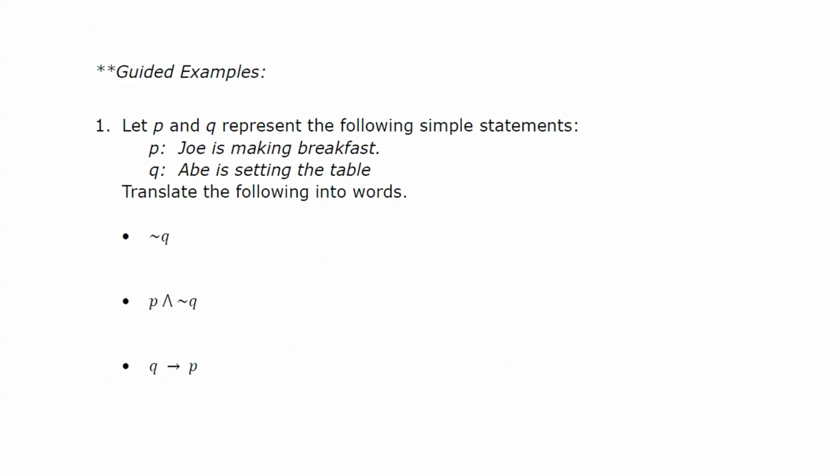Okay. So in our guided examples here, we're going to be given two statements, and then we need to translate the symbolic form into words. So for number 1, we have two statements, P and Q. P says Joe is making breakfast. Q's statement is Abe is setting the table. Now we need to translate the following into words. So the first one, we have not Q. So the statement for Q is Abe is setting the table. So not Q would be Abe is not setting the table.